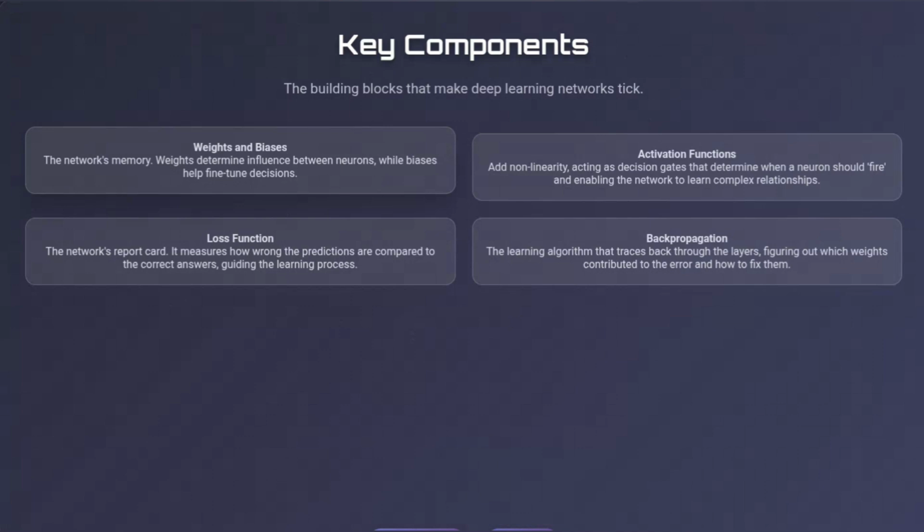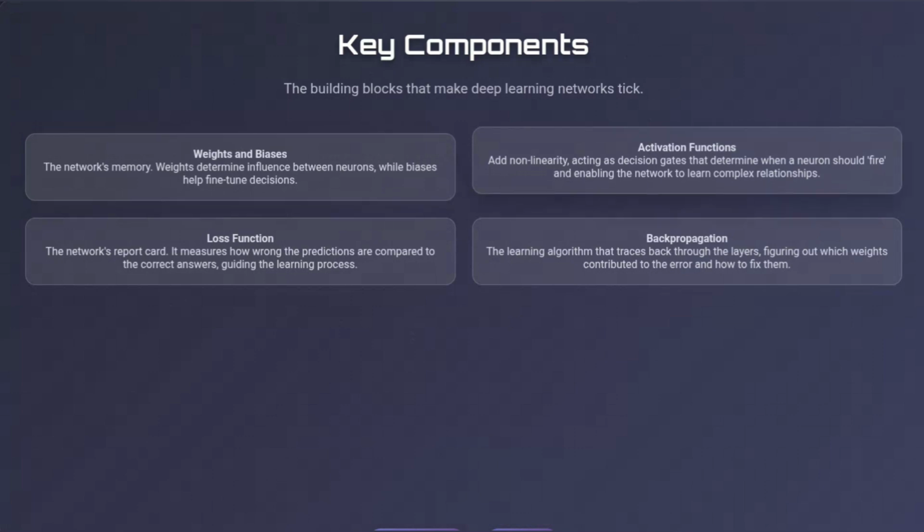Next, activation functions. These add the crucial element of non-linearity. Without them, our network would just be a fancy linear equation. Activation functions like ReLU, sigmoid, or tanh help the network learn complex, curved relationships in data. Think of them as decision gates that determine when a neuron should fire.